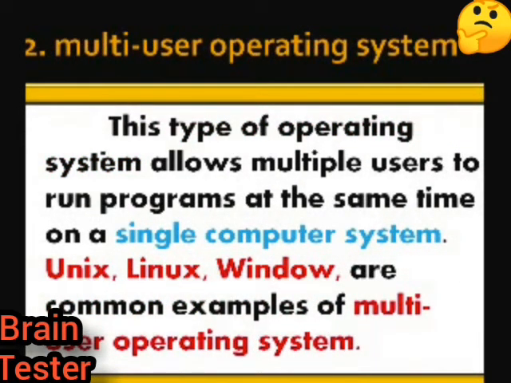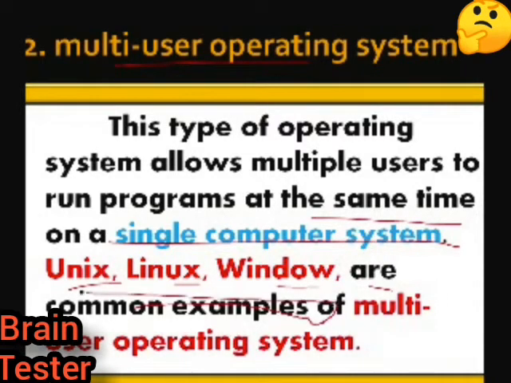Next, the multi-user operating system. What is a multi-user operating system? This type of operating system allows multiple users to work at the same time on a single computer system. Unix, Linux, and Windows are common examples of multi-user operating systems.